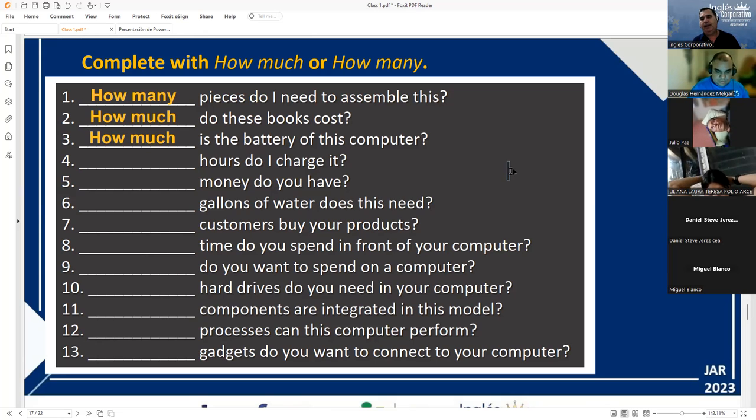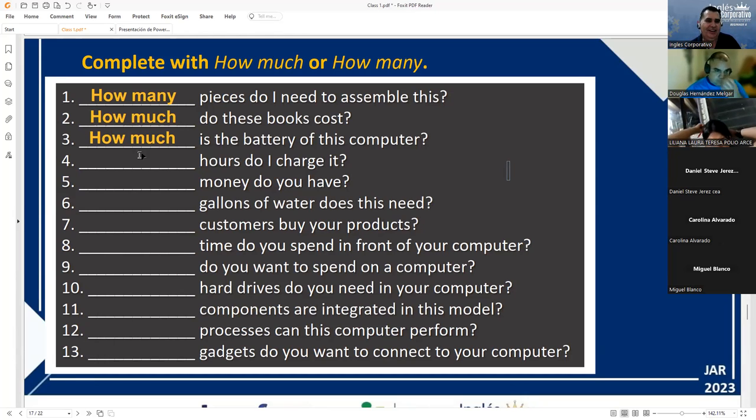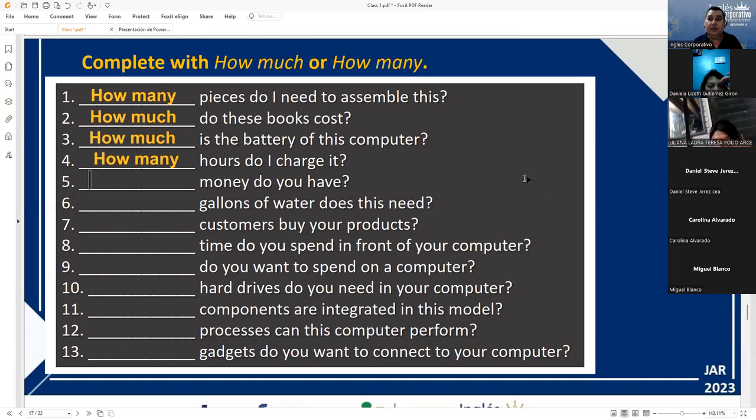$35. Laptop, $35. Okay. How many hours do I charge it? How many? How many hours do I charge it? How much money do you have?